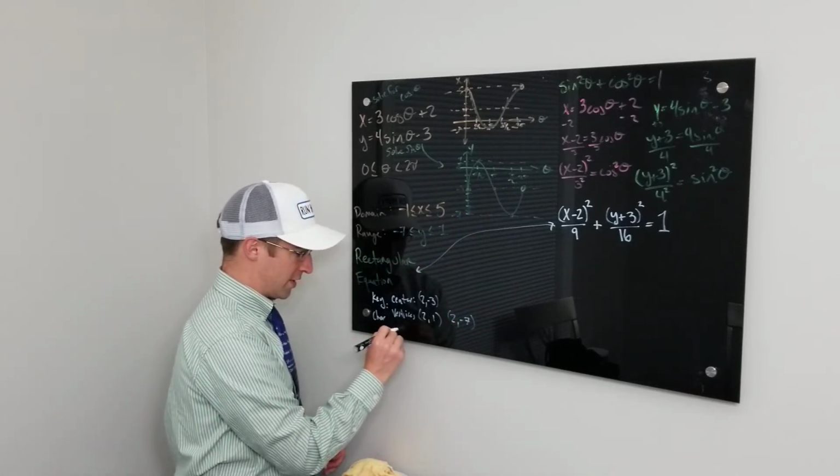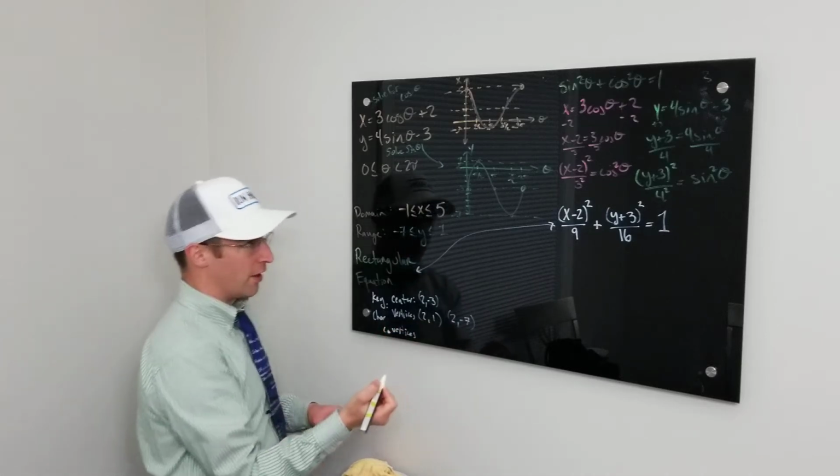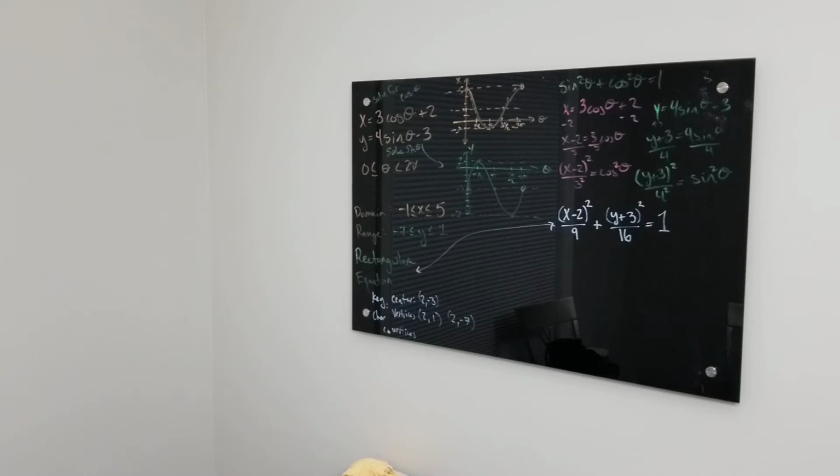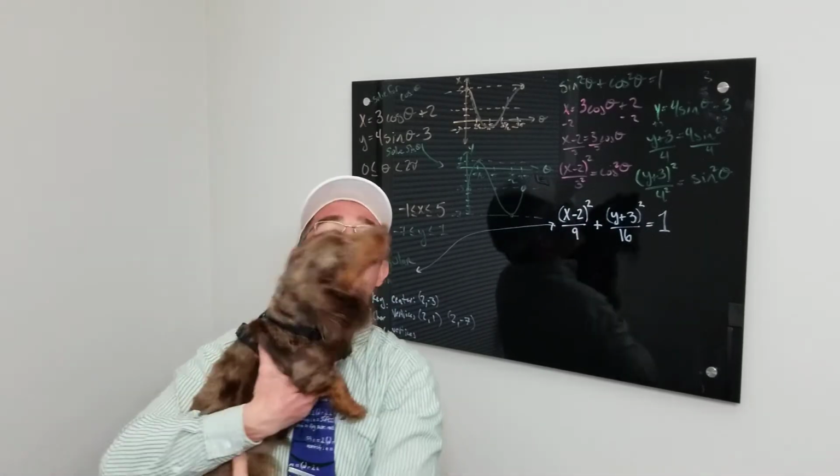The co-vertices are going to be left and right 3. And the Emma bear! Yeah! Hi, Emma. Hi, Emma. Oh, she's the squirrely one.